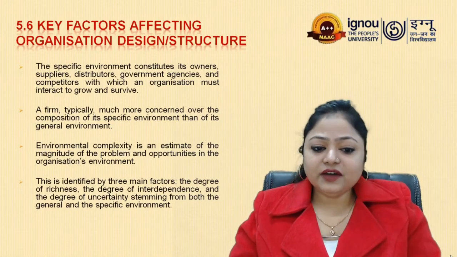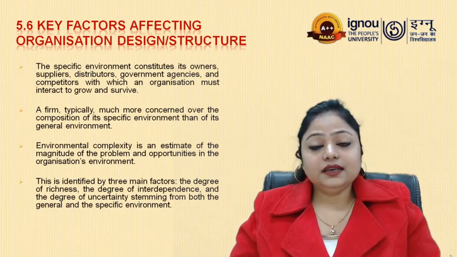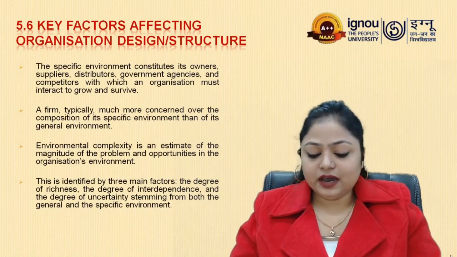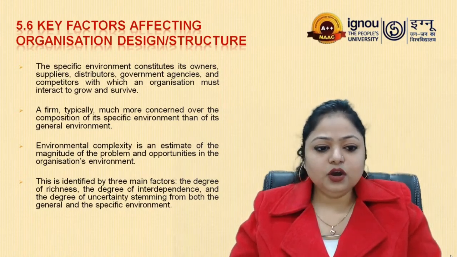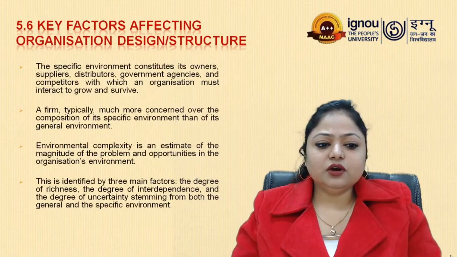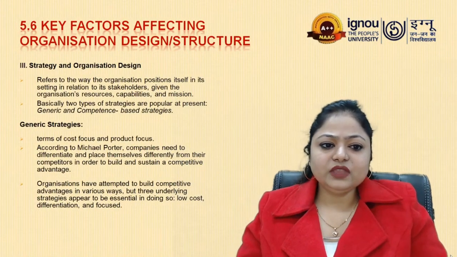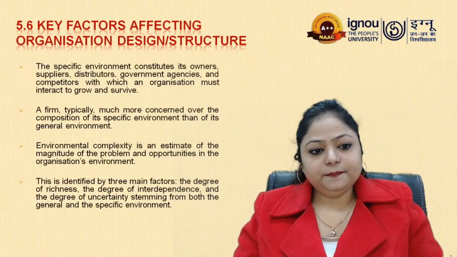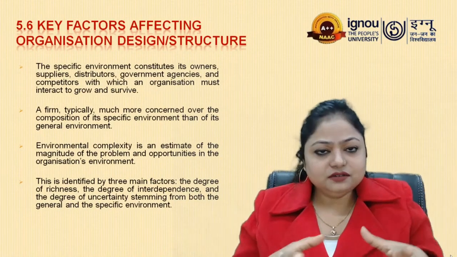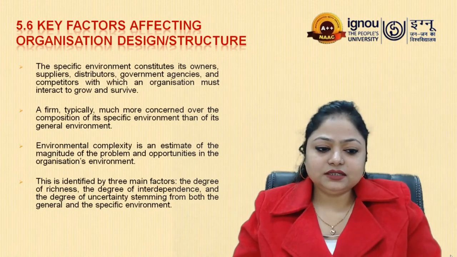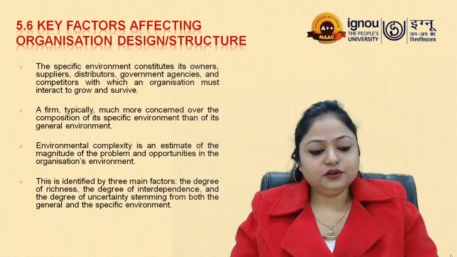So this is identified by three major factors: the degree of richness, the degree of interdependence, and the degree of uncertainty, stemming from both the generic or the specific environmental factors. So, what are these? Richness of the environmental complexity denotes that organizations have an abundant environment, and there is no scarcity or less scarcity when it comes to the availability of resources.